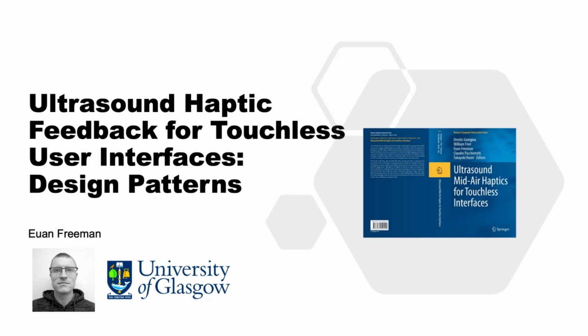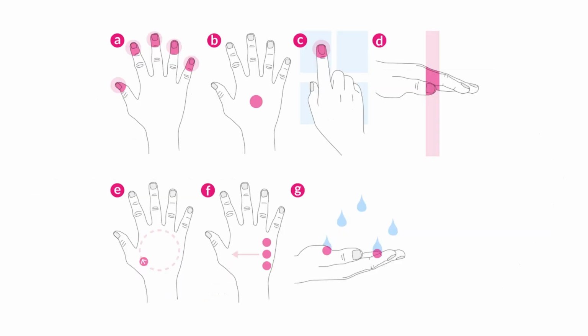In this video, I give an overview of my book chapter called Ultrasound Haptic Feedback for Touchless User Interfaces, Design Patterns. As the name suggests, this chapter introduces a collection of design patterns for ultrasound haptic feedback. These design patterns represent common ways that the technology has been used in haptic user interface design, drawing on examples from both research and industry prototypes.